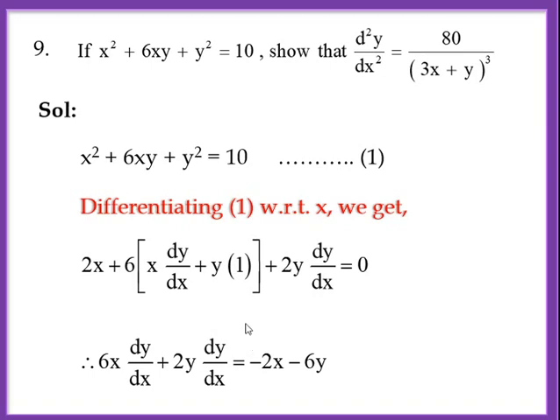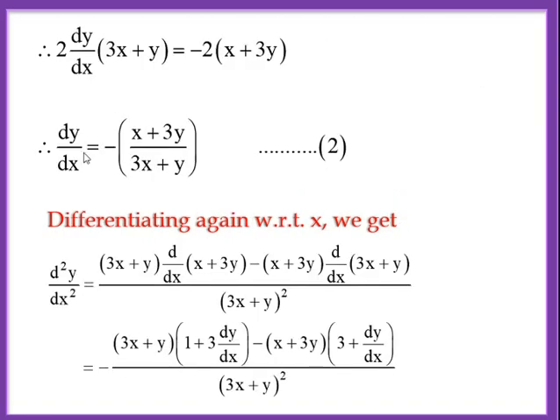Rearrange the terms because we have to find dy dx. So in the next step, what is dy dx? It comes out to be minus in bracket x plus 3y upon 3x plus y. Again differentiating with respect to x using quotient rule. Minus sign, where is that minus sign? Okay, yes, it should have been here also. So denominator 3x plus y into derivative of numerator minus numerator into derivative of denominator upon what? Denominator square. Minus sign, yes, it is there.